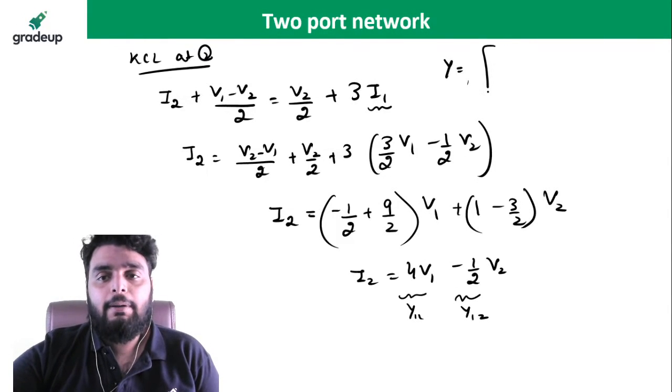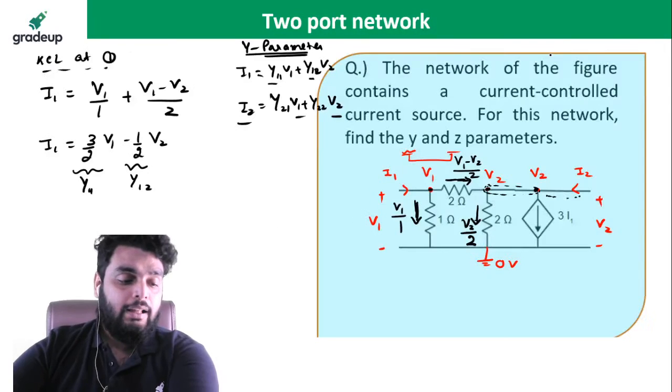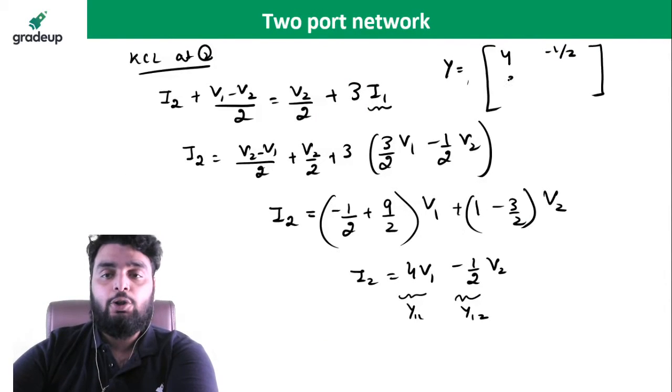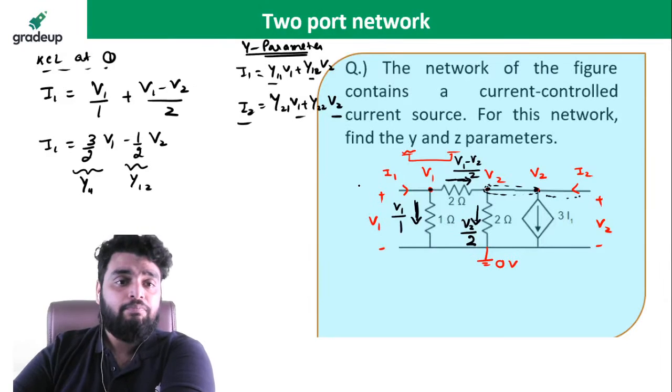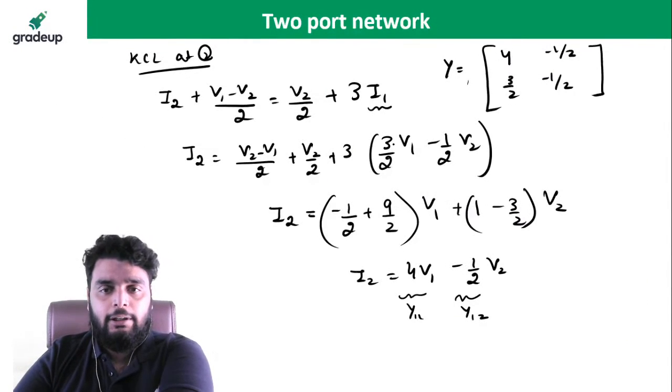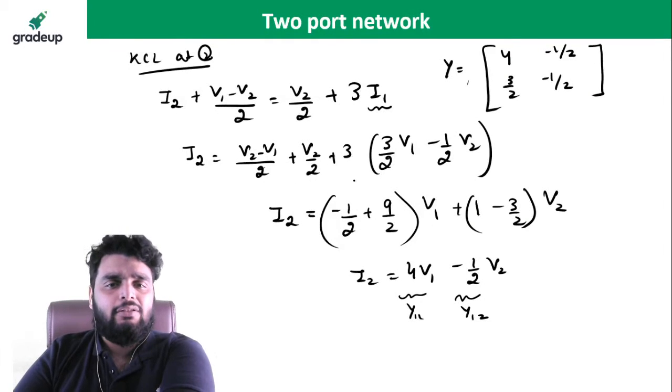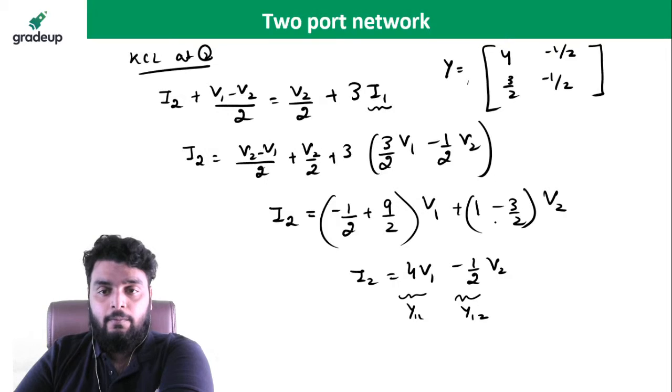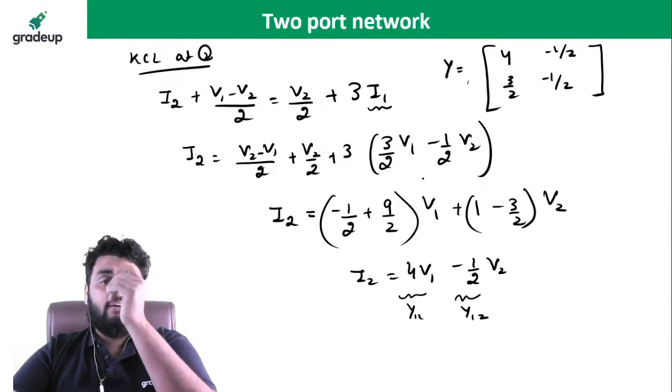So Y parameter will be how much? It will be Y11, which is 4, minus 1 by 2, and here I have 3 by 2 and minus 1 by 2. Okay. Sorry. Okay. So just let me check the calculation once more very quickly. I will check the calculation. Otherwise you can do the calculation by yourself also. Okay. Yeah, correct. Now this is the Y parameter.